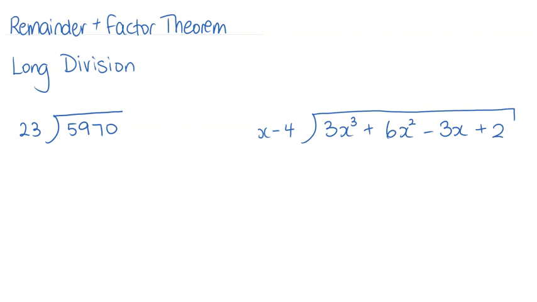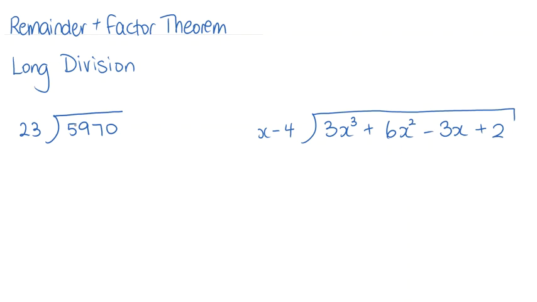Okay, so today we're going to look at the remainder and factor theorem, but first we're going to look at long division and review what we know about long division. So going back to grade 3 or 4 when we started looking at long division, we're going to just look at an example of 23 divided into 5,970.